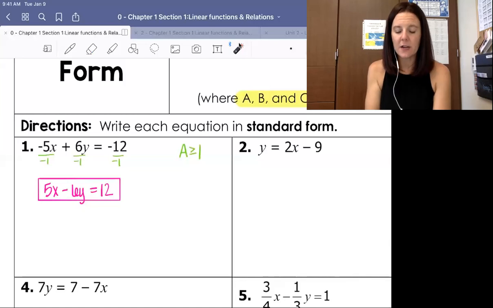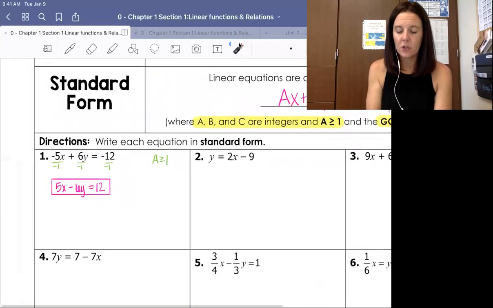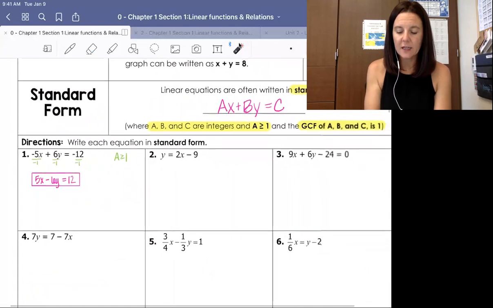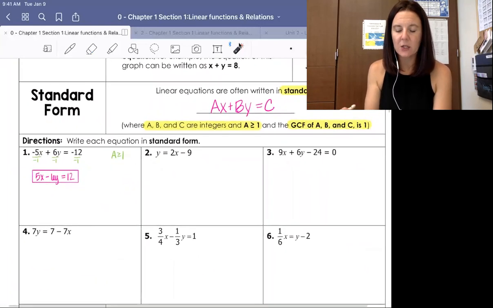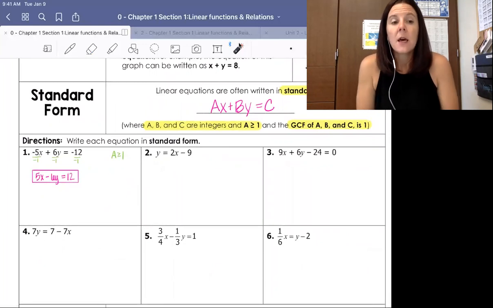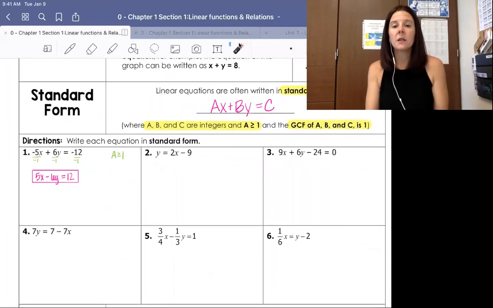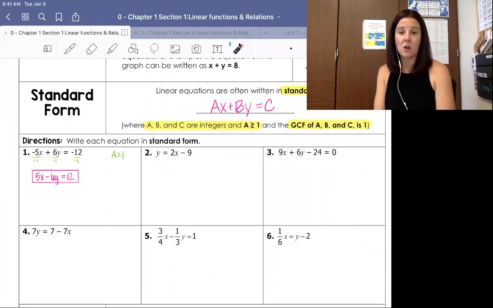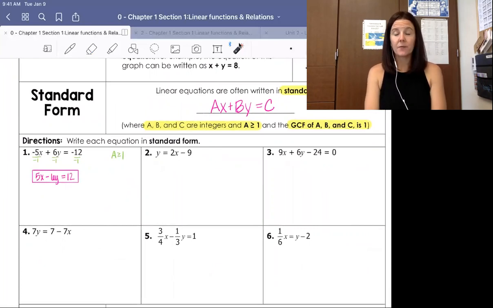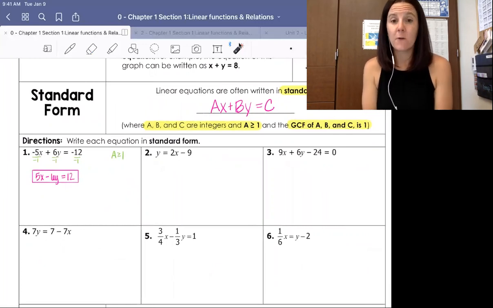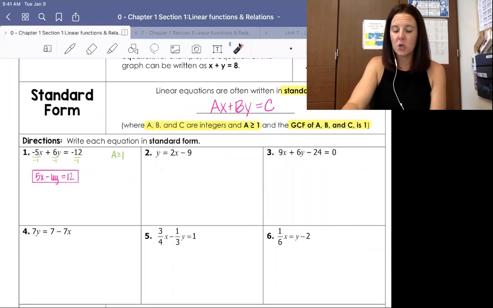All right, let's look at our next one that we're going to do together, which is number 3. On number 3, we have 9x plus 6y minus 24 equals 0. This one has a couple things that are not standard form, things that we need to fix to put it in standard form. The first thing is, notice we have this minus 24 on this side of the equation, and we don't want a constant on that side of the equation.